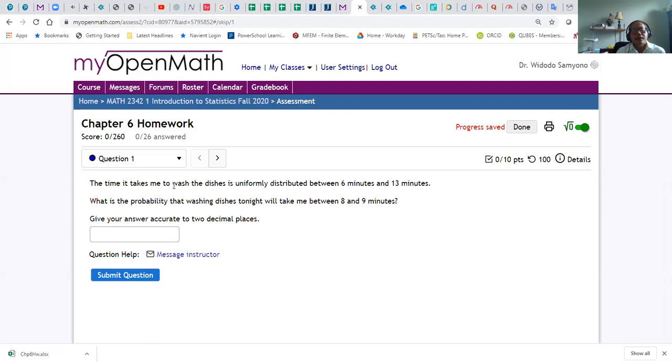The time it takes me to wash the dishes is uniformly distributed between 6 minutes and 30 minutes. What is the probability that washing dishes tonight will take me between 8 and 9 minutes? Keep your answer accurate to decimal places. The time is between 6 and 13 minutes, and you're looking for the probability between 8 and 9. The difference between these two is 1, and the difference between the other two is 7. So your answer is 1 over 7.